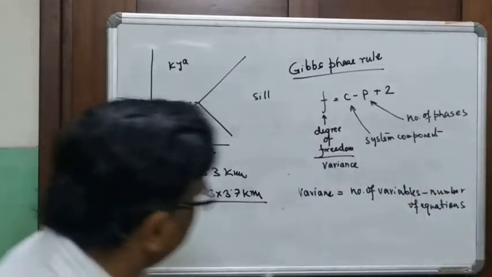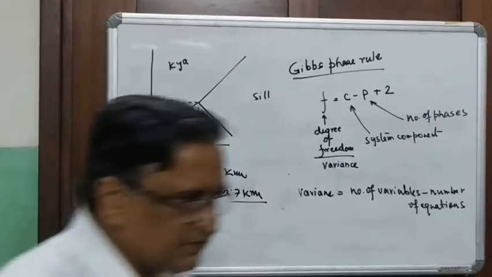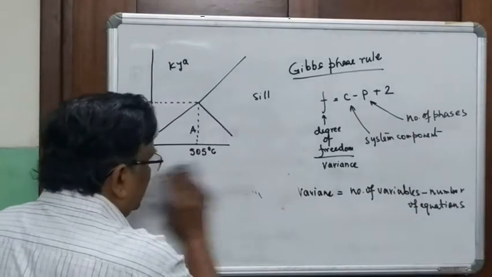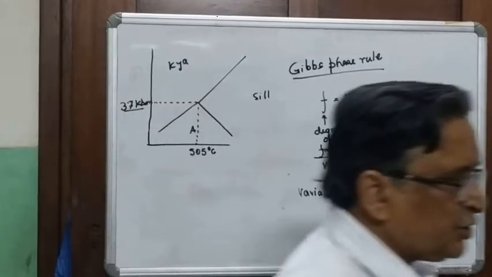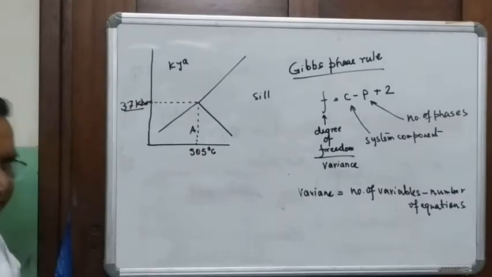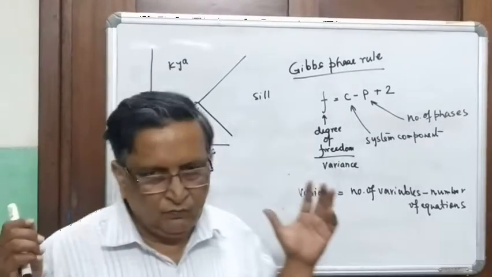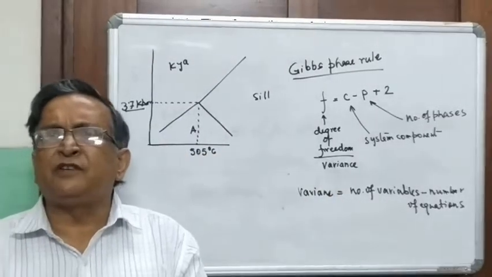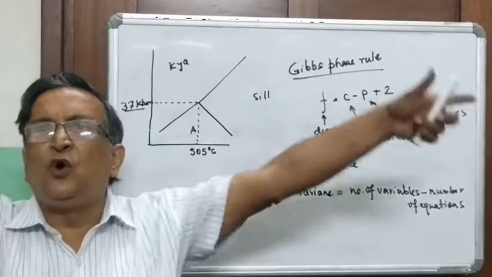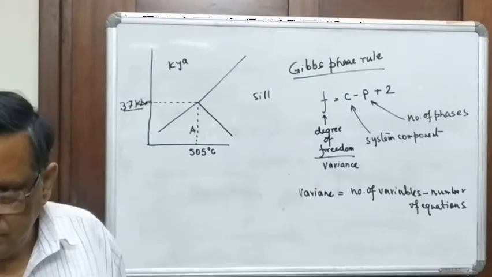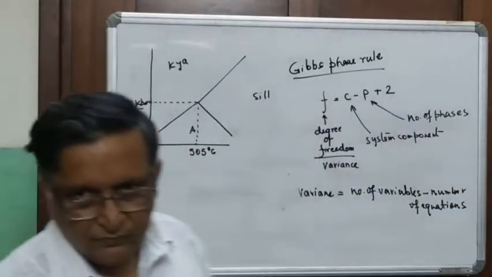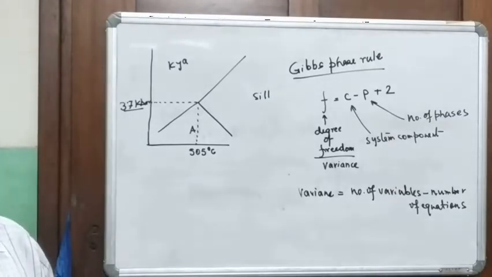Now we talk about the Gibbs phase rule. My first question to you: if I ask you, what is the variance of the triple point? And all of you will say, 0. Wrong. Why wrong? You forgot what I asked you to do.